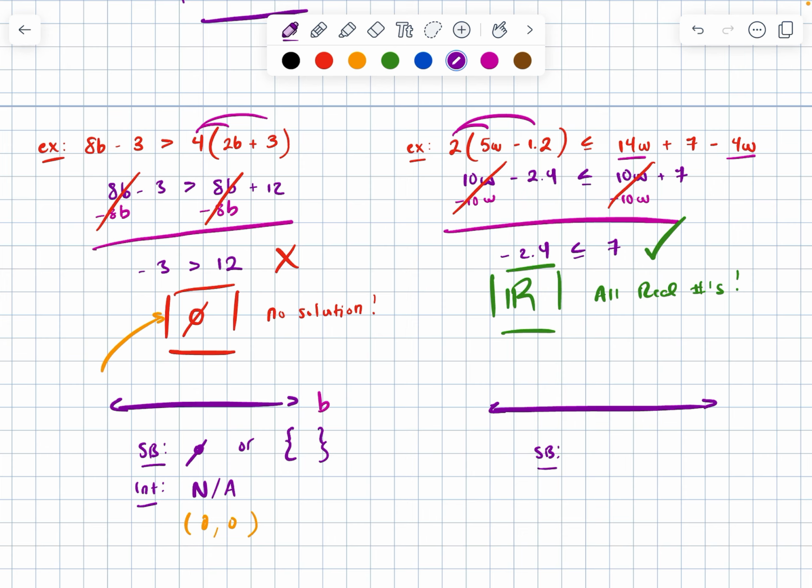But I can't say infinite solutions because, again, every inequality by default will usually have infinite solutions. How could I graph something with all real numbers, everything as its solution set? And what might its set builder and interval notations look like? Take 30 seconds, try something out, see what happens. Go.